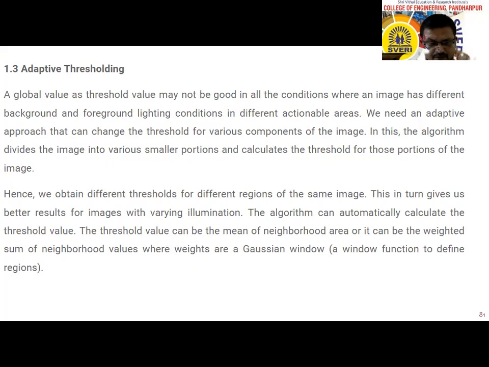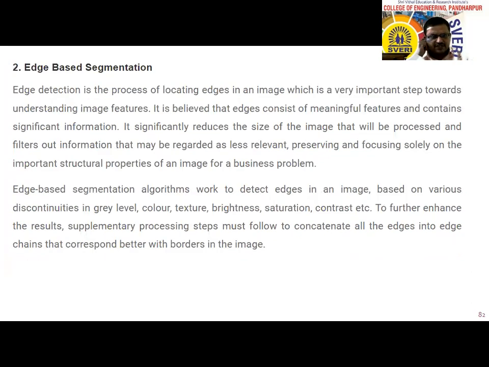Hence, we obtain different thresholds for different regions of the same image. This in turn gives us better results for images with varying illumination. The algorithm can automatically calculate the threshold value. The threshold value can be the mean of the neighborhood area or it can be the weighted sum of neighborhood values where weights are a Gaussian window, a window function to define regions. Now next is edge-based detection.